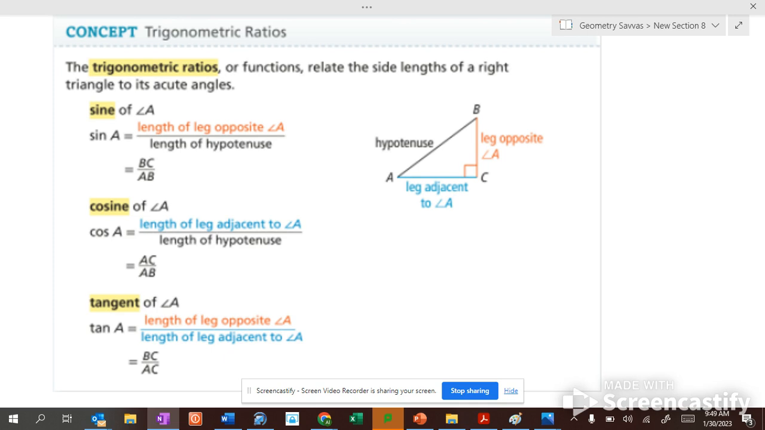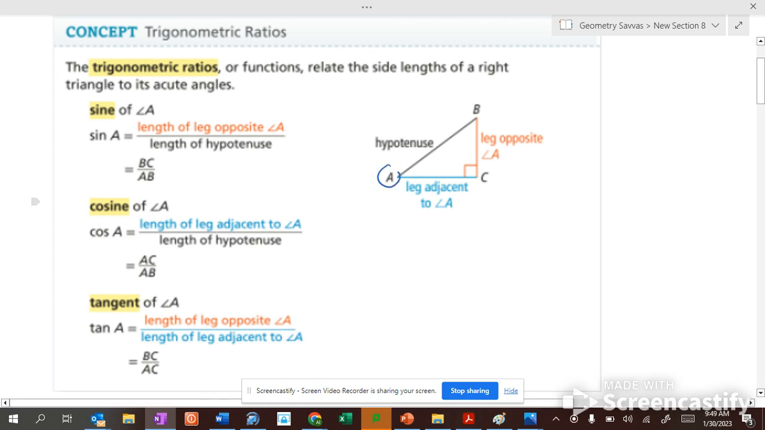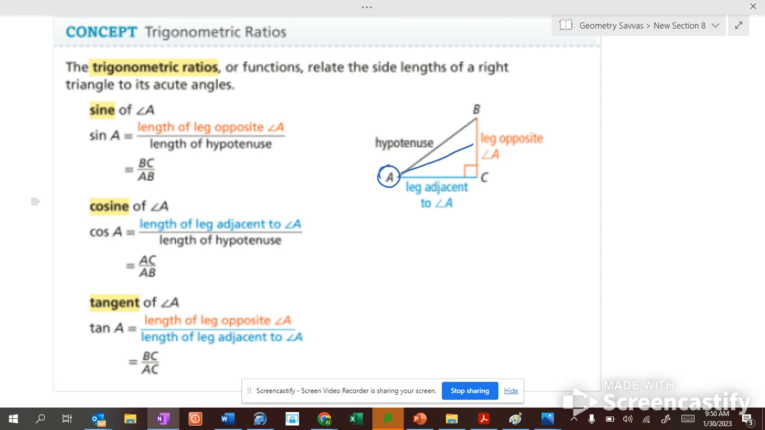The sine of an angle, the sine of angle A, which is right down here, is the ratio of the length of the opposite side to the length of the hypotenuse. So sine is the ratio of the length of the opposite side to the hypotenuse.